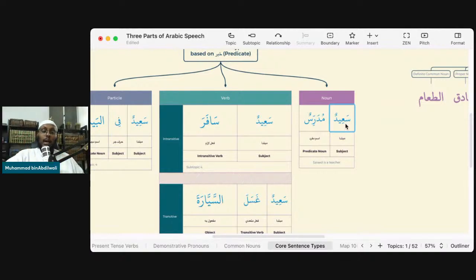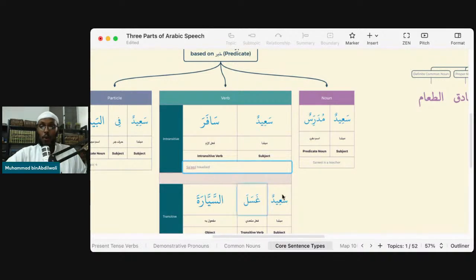So for example, Sa'idun safara. I'm not describing Sa'id. I'm not telling you that Sa'id is a traveler. Maybe he is an avid traveler, maybe he travels all the time, but I'm not talking right now about him being a traveler. I'm talking about he traveled. It could be the first time he traveled in his life, but that's not the point. I want to tell you what he has done. Sa'idun safara. Sa'id traveled.